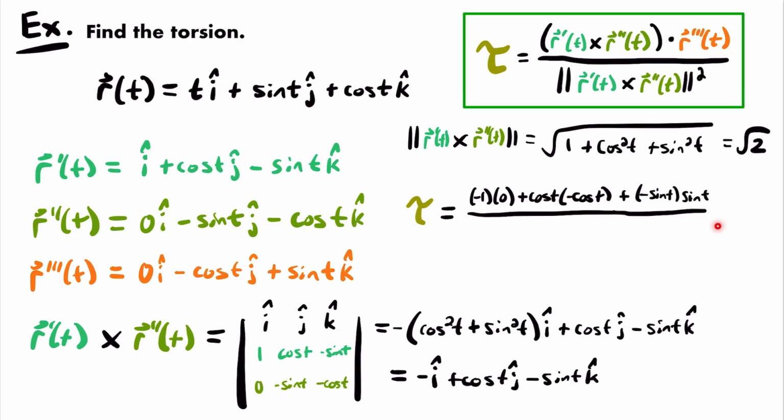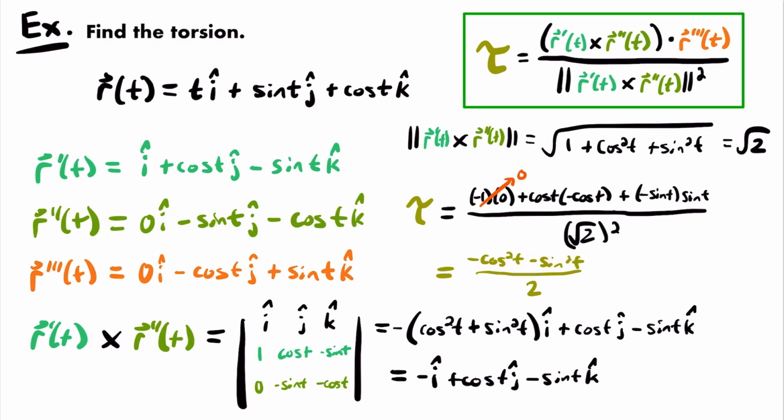And then in the denominator, we have the magnitude of the cross product squared. We found that the magnitude of the cross product was the square root of 2. So we have the square root of 2 squared. Now simplifying, negative 1 times 0 is 0. Cosine t times negative cosine t will be negative cosine squared t. And then you're adding that to negative sine t times sine t, which will be negative sine squared t. So the torsion here is negative cosine squared t minus sine squared t divided by the square root of 2 squared, which is just 2.